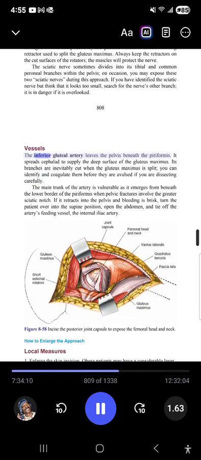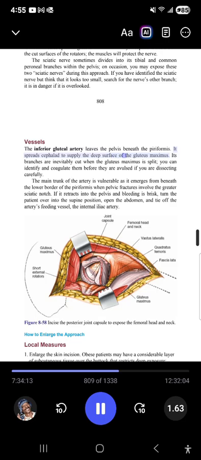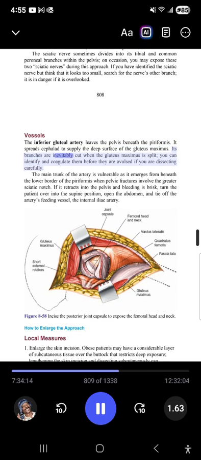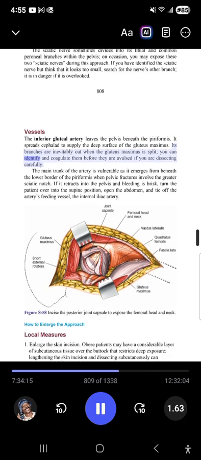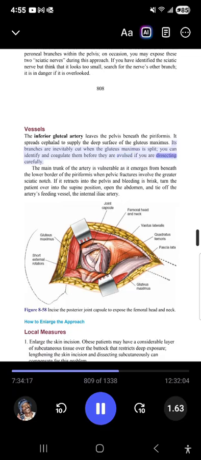Vessels. The inferior gluteal artery leaves the pelvis beneath the piriformis. It spreads cephalad to supply the deep surface of the gluteus maximus. Its branches are inevitably cut when the gluteus maximus is split. You can identify and coagulate them before they are avulsed if you are dissecting carefully.